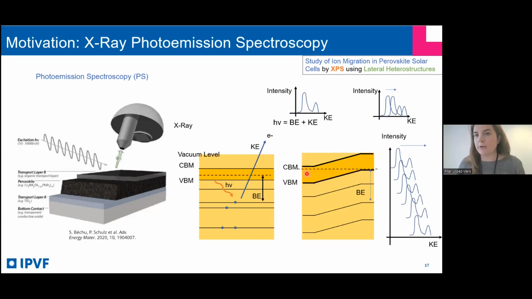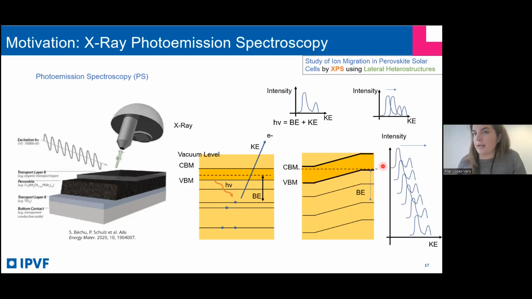And then if we shine X-ray here, what we are going to get is this signal. But if we shine light here, imagine that we are in this level, the binding energy here is this distance, this energy, so it's changing. And with that, what we are going to see is how the potential is evolving across our device.